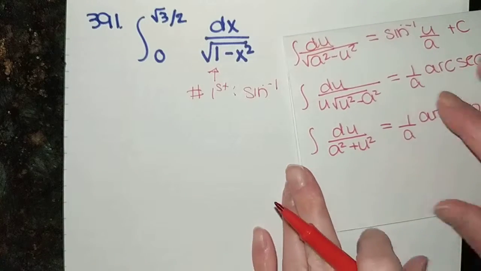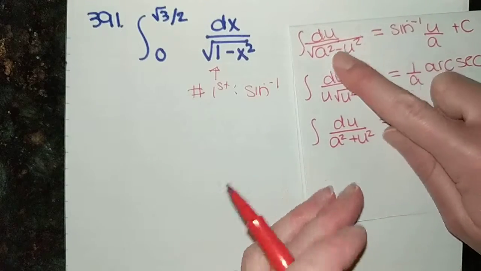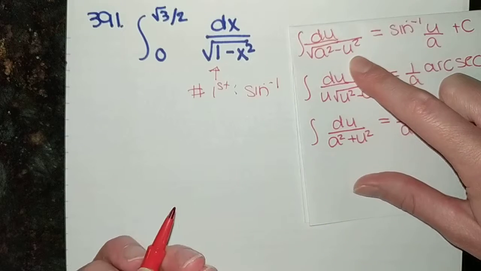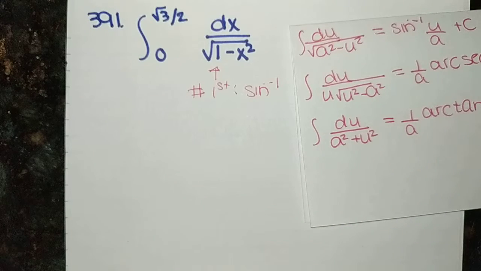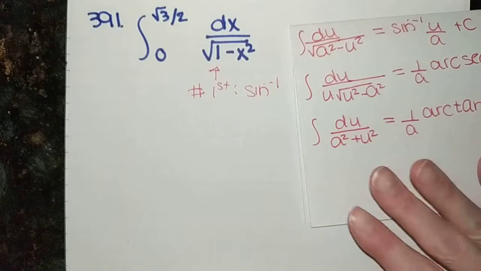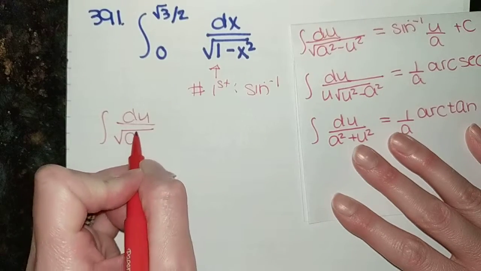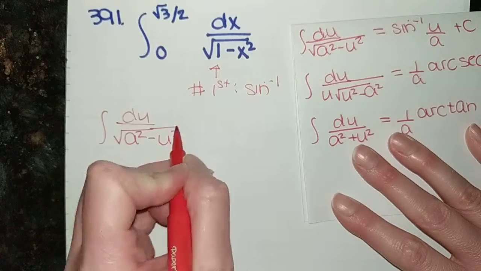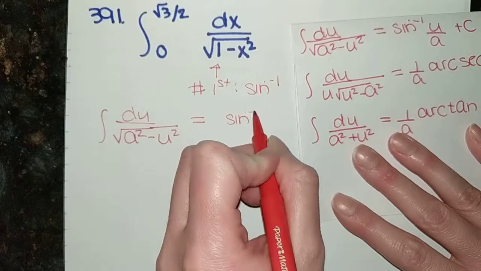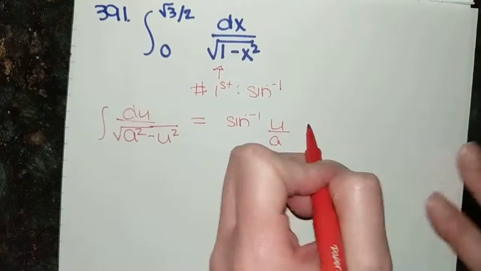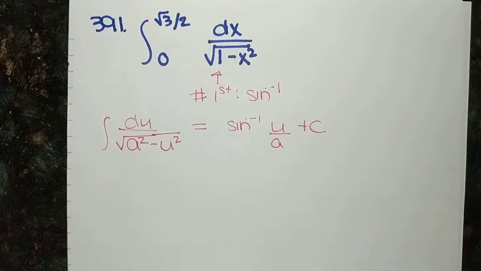So what you're really trying to match up here is this integral of du over the square root of a squared minus u squared. What I personally like to do is write down the rule I'm looking at: the integral of du over the square root of a squared minus u squared is equal to sine inverse of u over a plus c. So I write down that rule, and then I try to match up what I currently have.